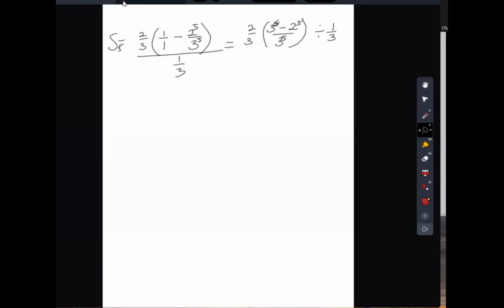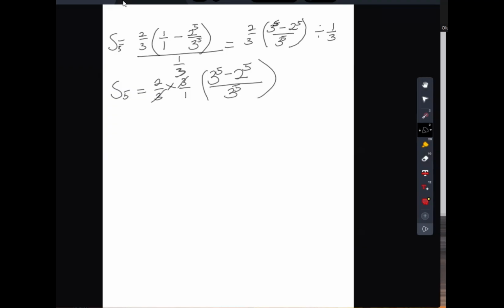Now, how do I make life easier for myself? I change this to multiplication, that is keep, flip, change, and 3 comes up, 1 goes down. Then I can cancel out this 3 and this 3. So S of 5 becomes 2 over 3 times 3 over 1. Then remember, I have my 3 to the power of 5 minus 2 to the power of 5 over 3 to the power of 5. Then I have just 2 here now.